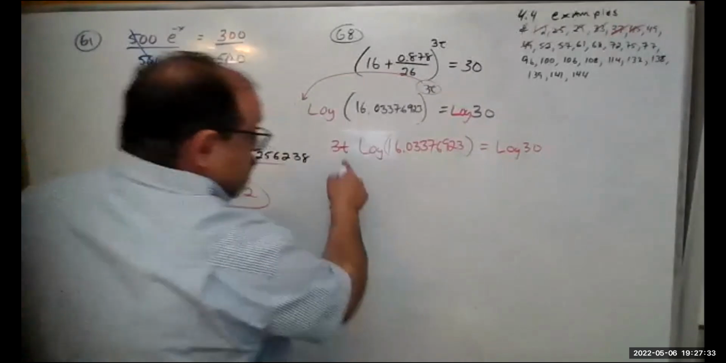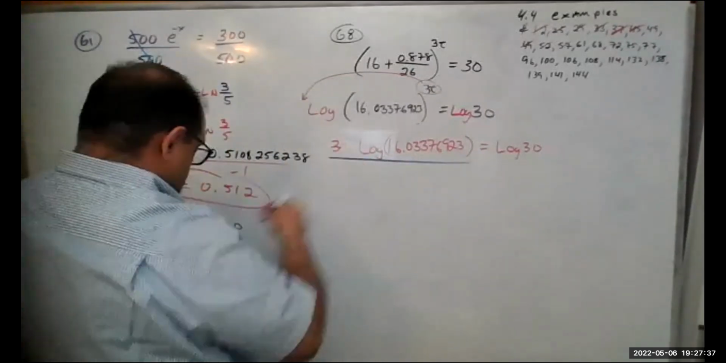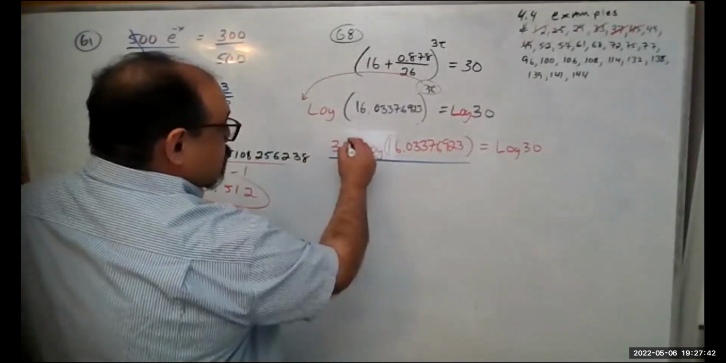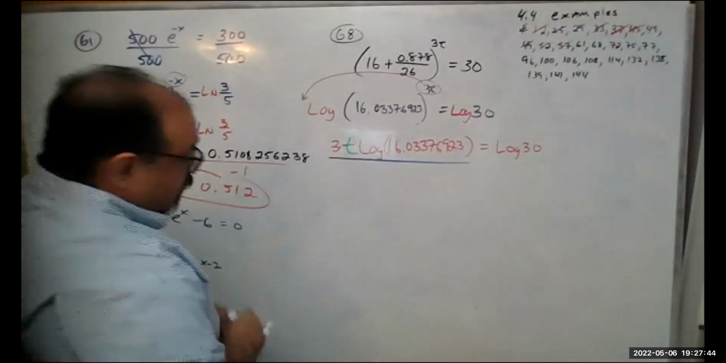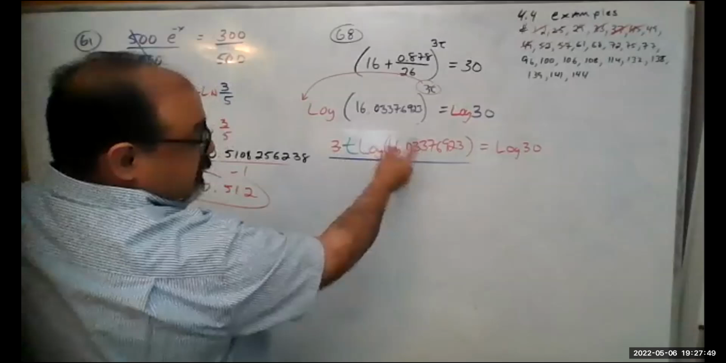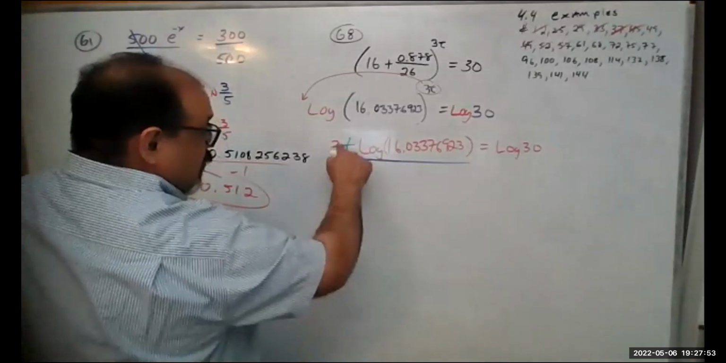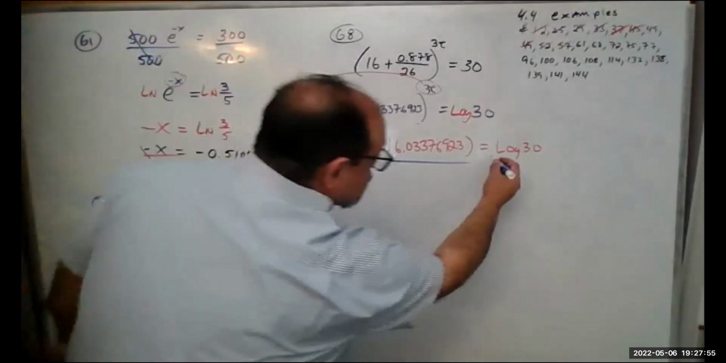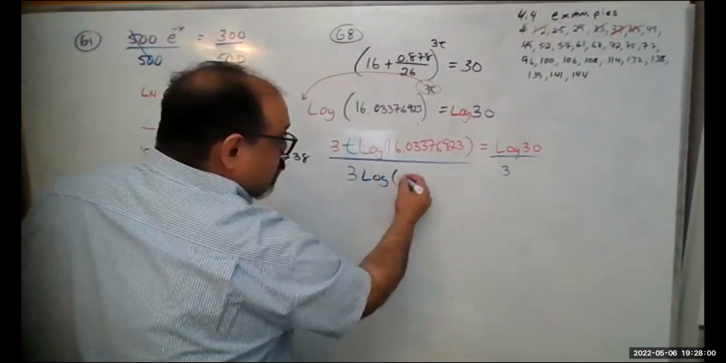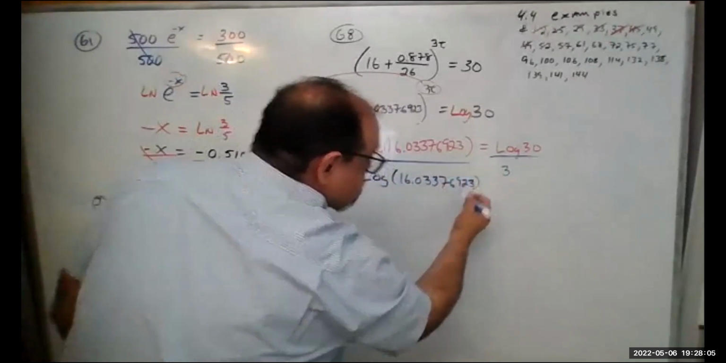And to solve for t, t is right here. To solve for that t, it's being multiplied by 3 and multiplied by this common log of 16.03376923. So I'm going to divide both sides by 3 and divide both sides by log of 16.03376923.